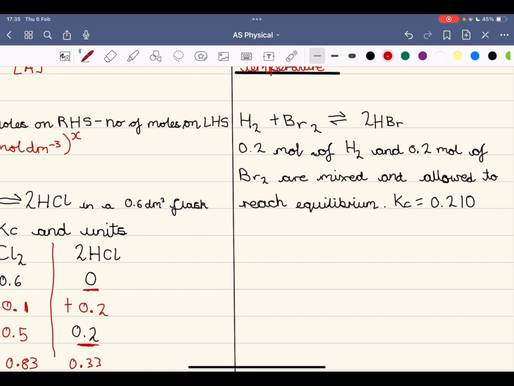Alright, so here's a question involving some algebra. Hydrogen and bromine form hydrogen bromide. 0.2 moles of hydrogen and 0.2 moles of bromine are mixed and allowed to reach equilibrium, and the Kc value of this is 0.210. It seems that I've left a bit out. Basically, we just need to work out the moles of hydrogen bromide at equilibrium. So to do this, I'm going to rewrite the reaction and write down the ice table.